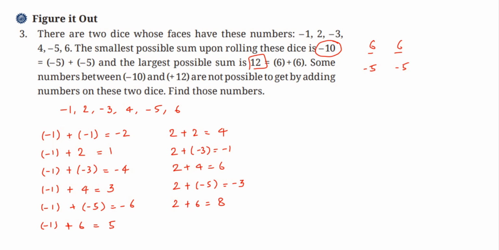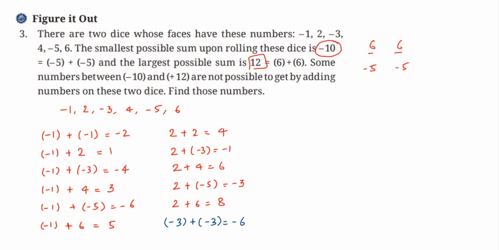Next we'll try with -3. Now -3 and -1 is already done. -1 plus -3 is -4. Also 2 and -3, this combination is also done. Therefore we will not take these two numbers. We'll start with -3 and -3. So let me write it down here. So -3 plus -3 is equal to -6.